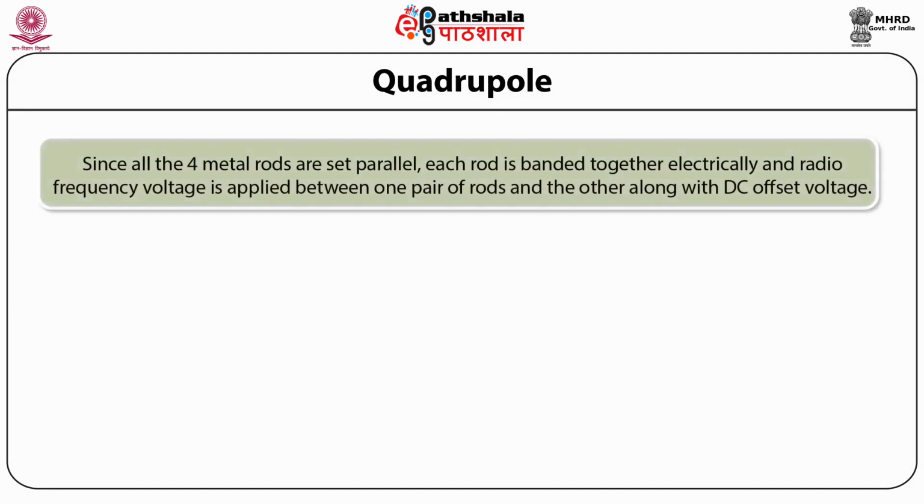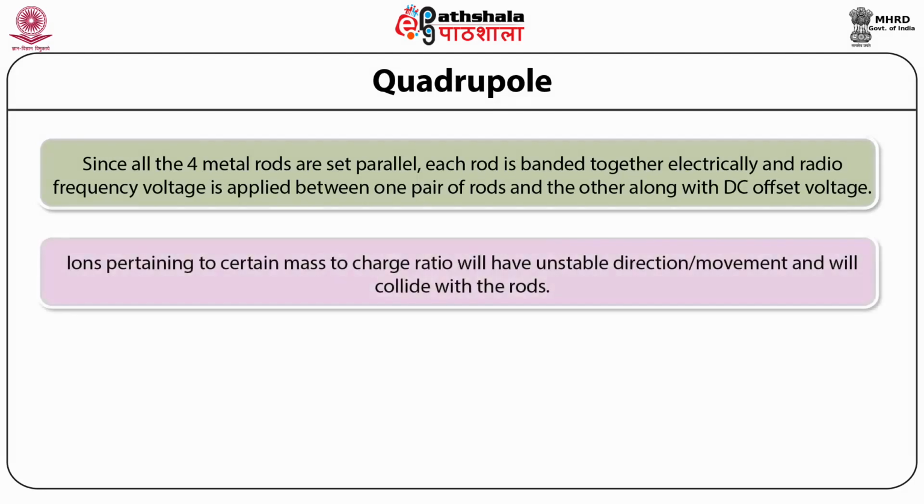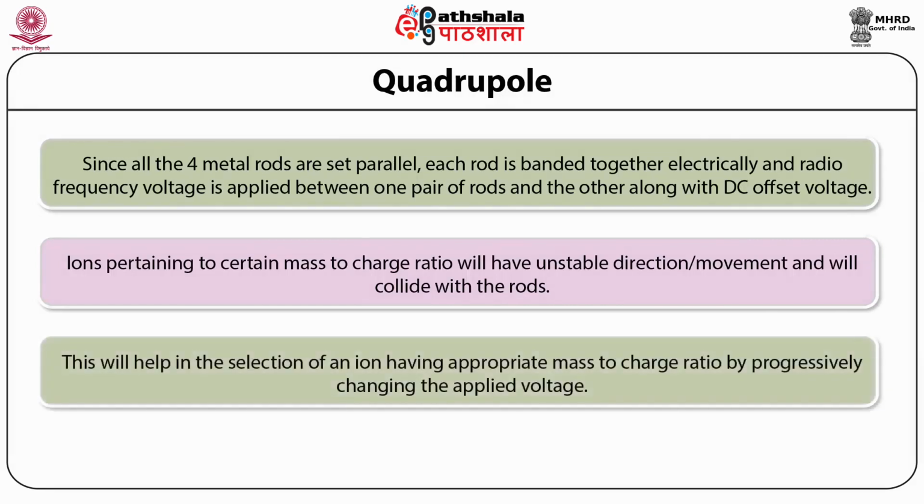Since all the 4 metal rods are set parallel, opposite rods are connected together electrically, and radio frequency voltage is applied between one pair of rods and the other pair along with a DC offset voltage. Ions of certain mass to charge ratios will have unstable trajectories and will collide with the rods. This helps in the selection of an ion having the appropriate mass to charge ratio by progressively changing the applied voltage.